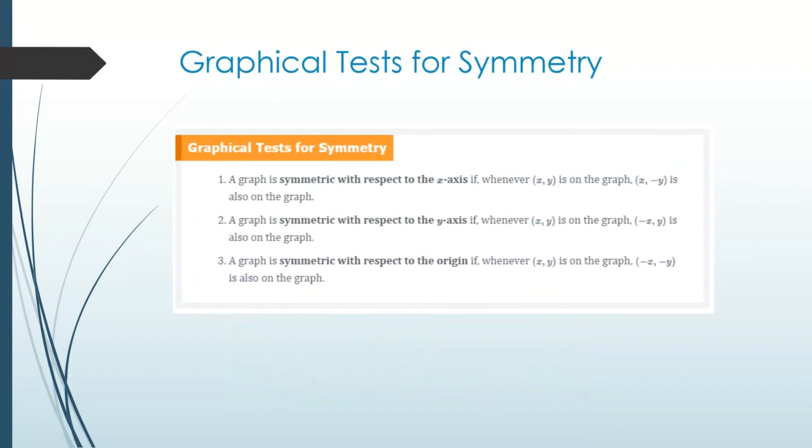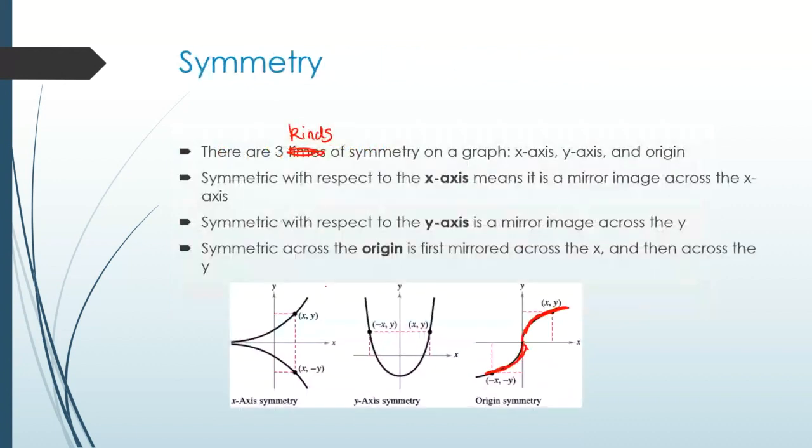When you're looking at symmetry graphically, you can either just look at the picture and say, okay, where's my mirror image? Or you can look at ordered pairs. So if the same x value has a negative y and a positive y, then it's symmetric across the x. So that's what this is saying on this picture. The same x has both a positive and the negative version of y. So that's what it means to have x-axis symmetry on a graph.